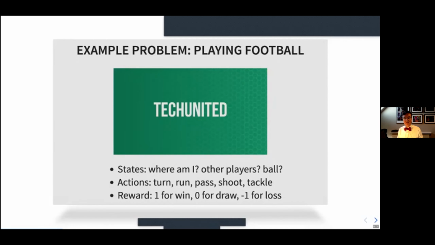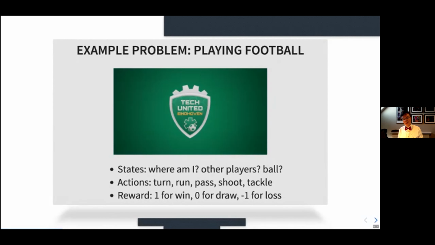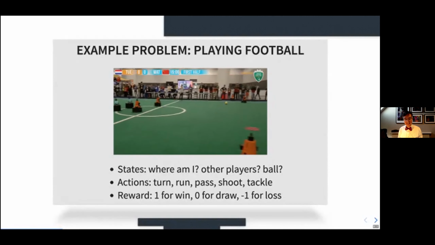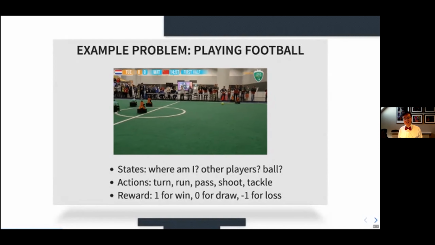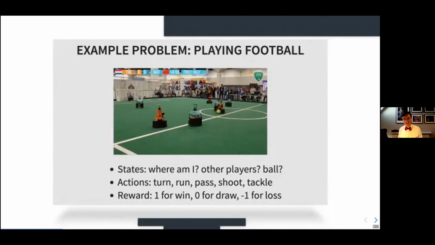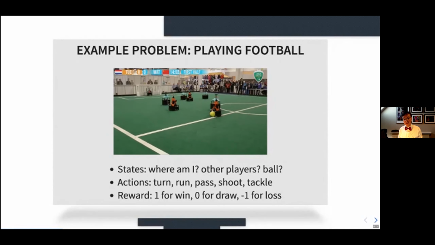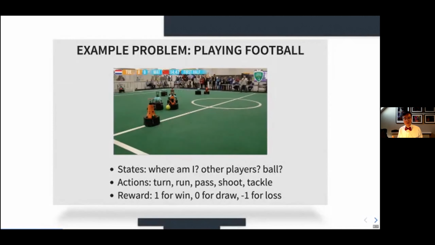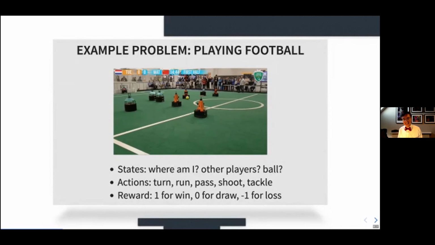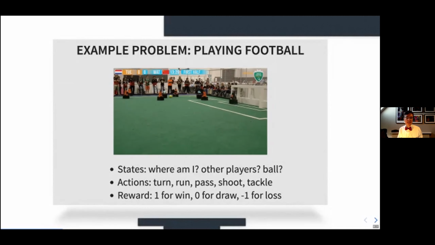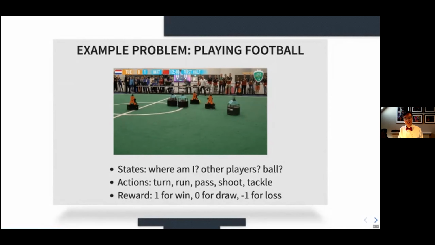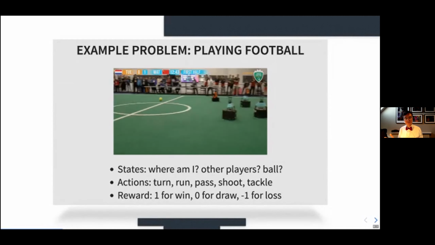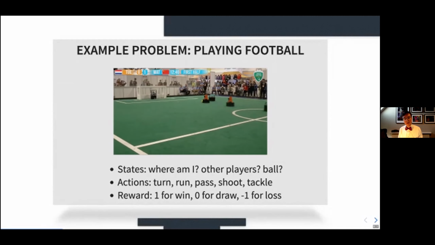Here's another example. Maybe we want to play soccer with robots, or football with robots. So the states are to do with where you are on the field, where the other players are, where the ball is, maybe which direction I am turning. And then the actions are to do with maybe turning, running, passing, shooting, tackling. And then your reward function is to do with, do I get a 1 for a win, a 0 for a draw, and -1 for a loss, and maybe just 0 any other time. Of course, that's going to make it quite hard.